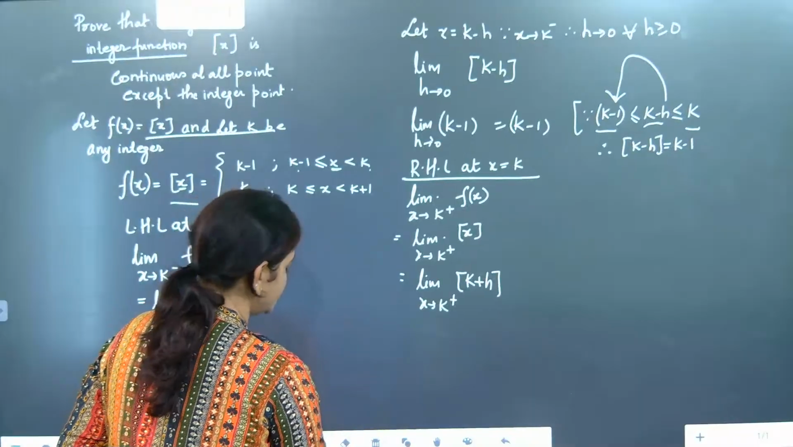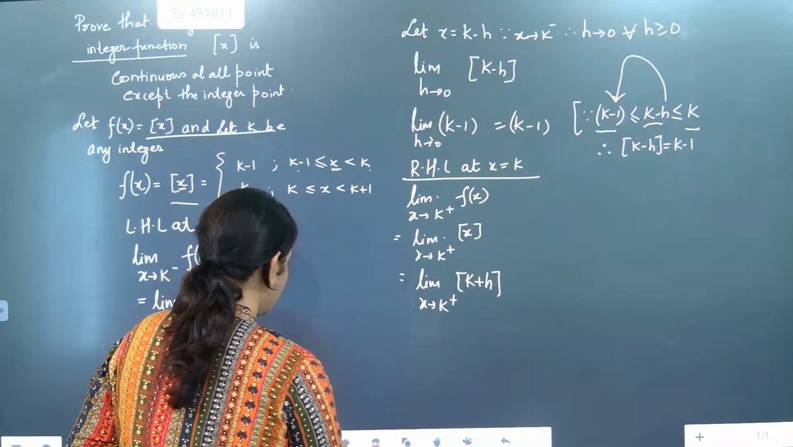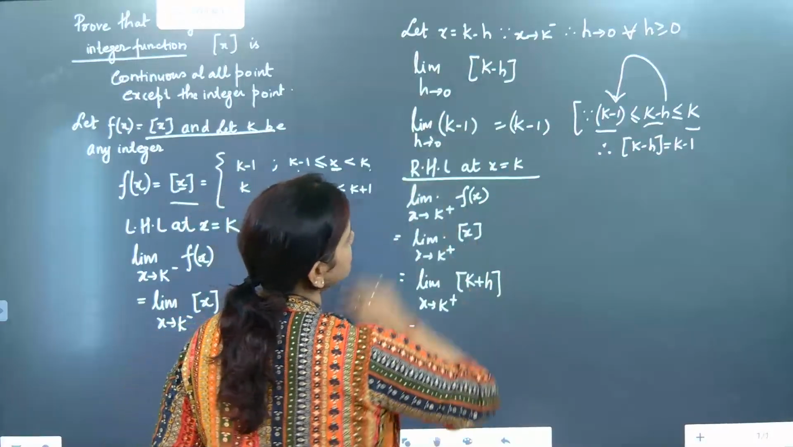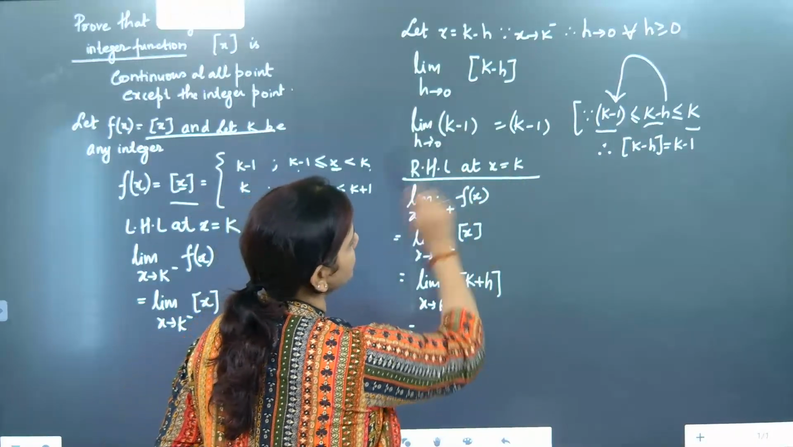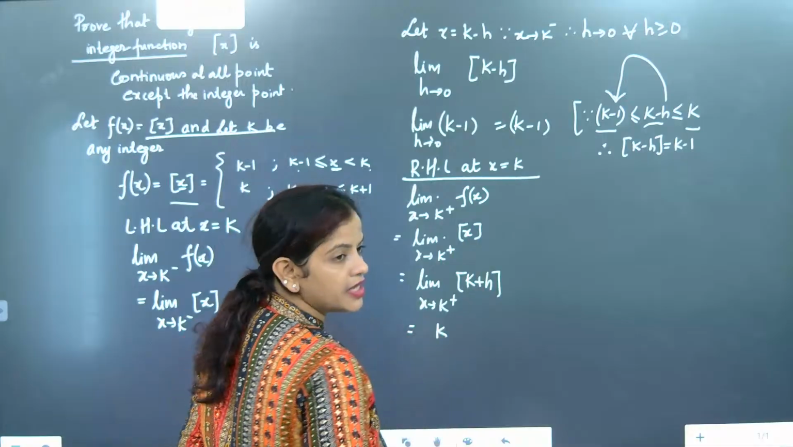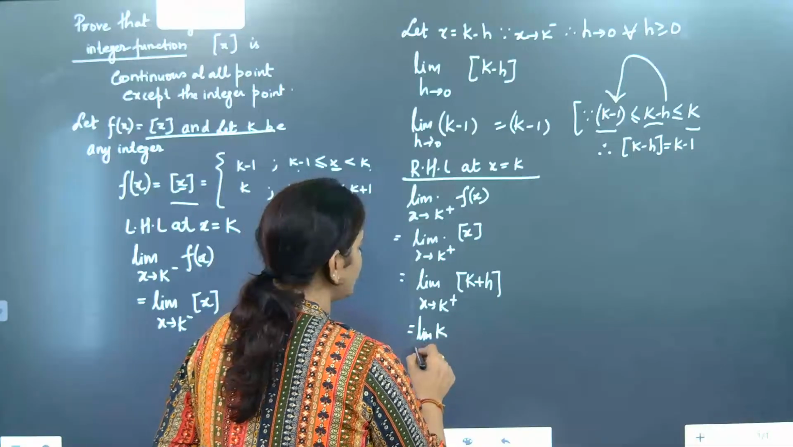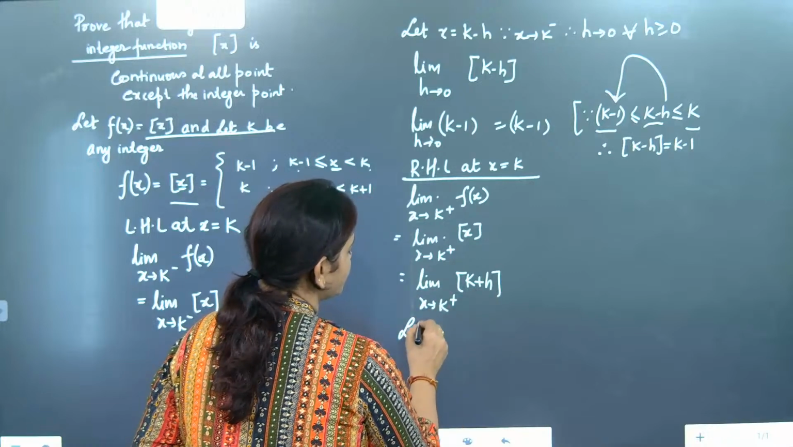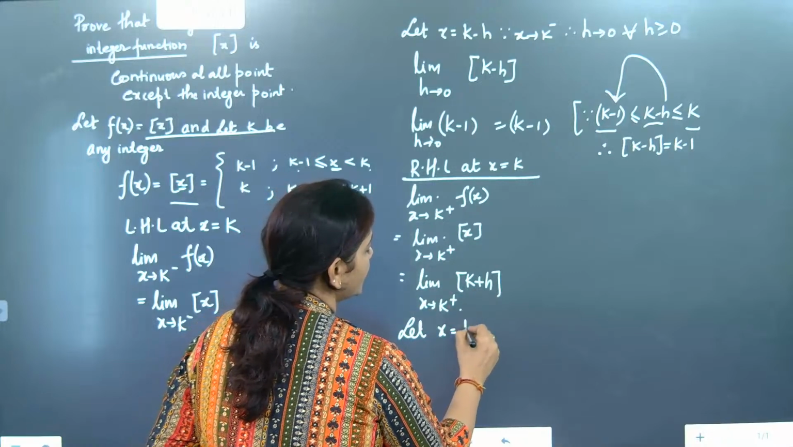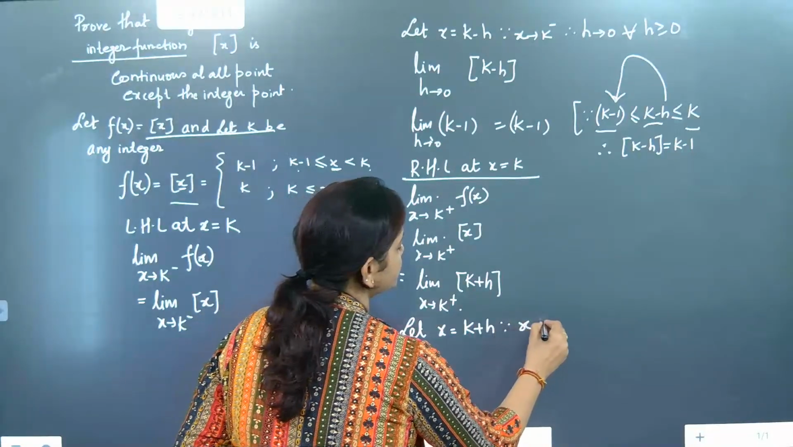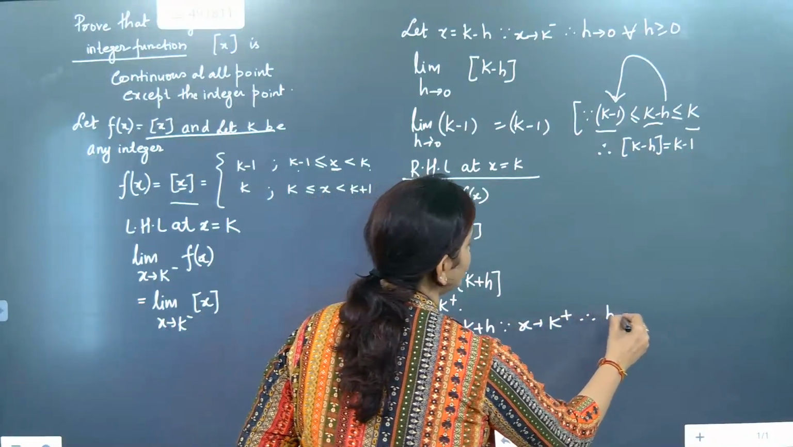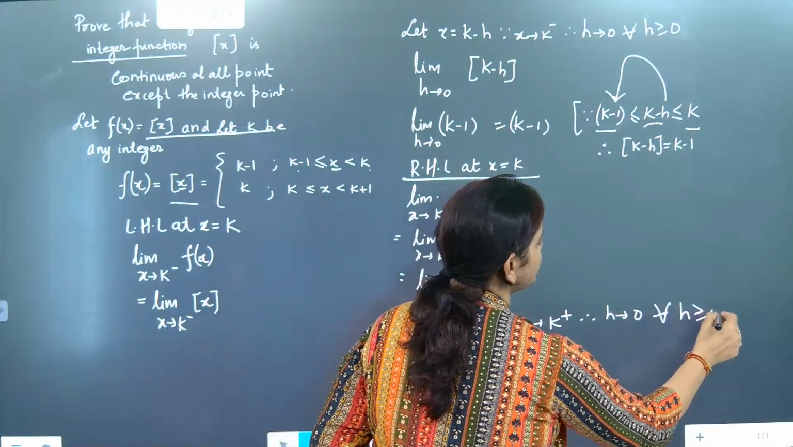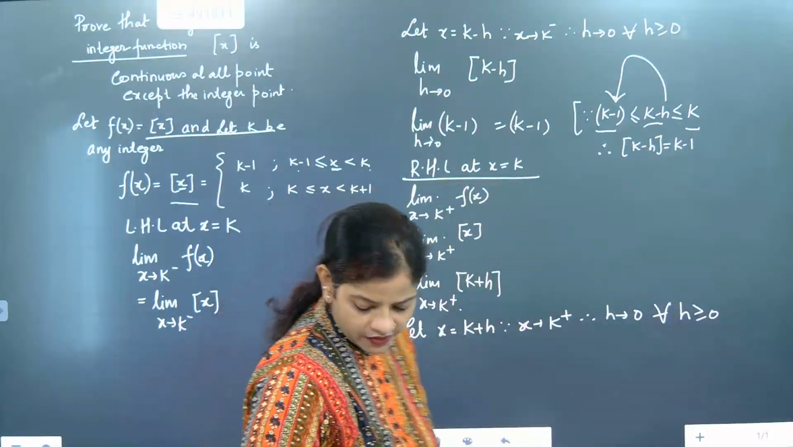So here k plus h will come again. This time what will come, beta? See here, k minus h was there. Now here what is there? K plus h. So k plus h will give you k. So that means limit x tends to k plus, h tends to 0. We are going to substitute now. So let x is equal to k plus h. Since x tends to k plus, therefore h tends to 0. Understood? For all h greater than or equal to 0. I hope you have understood this one.